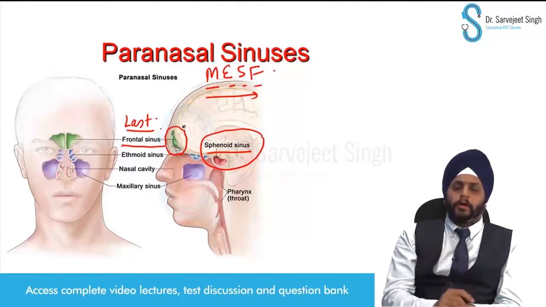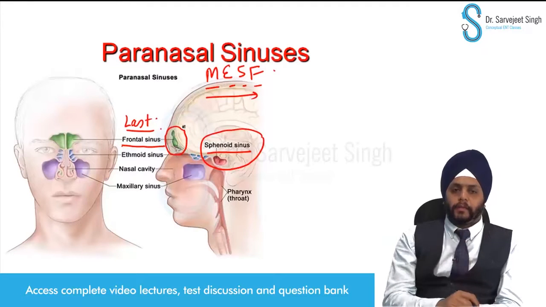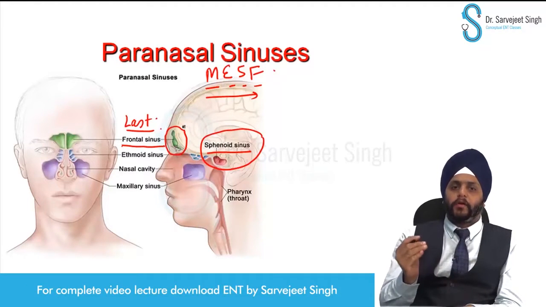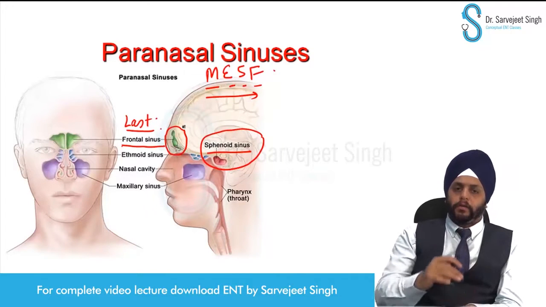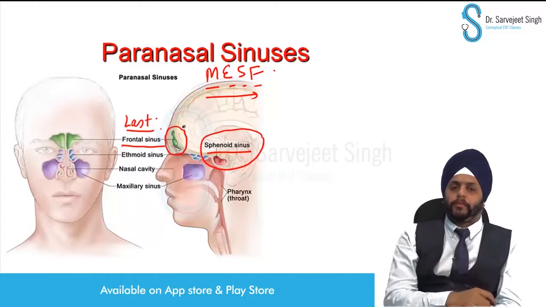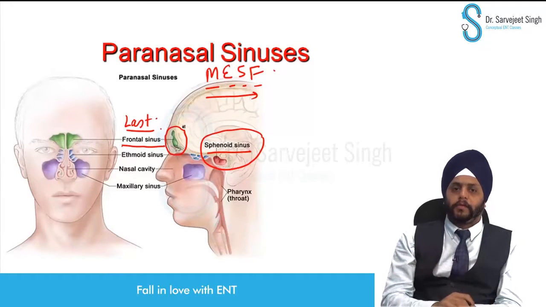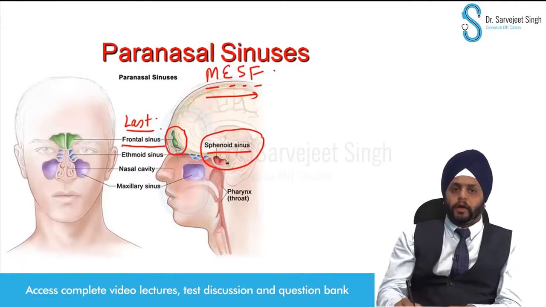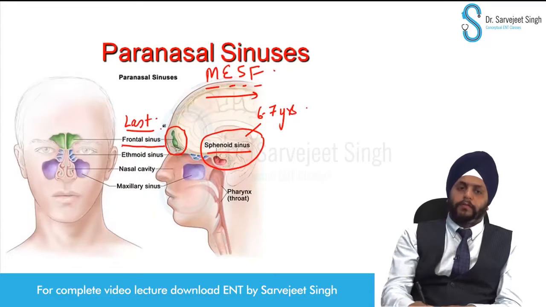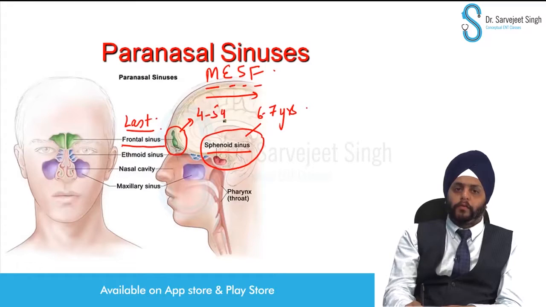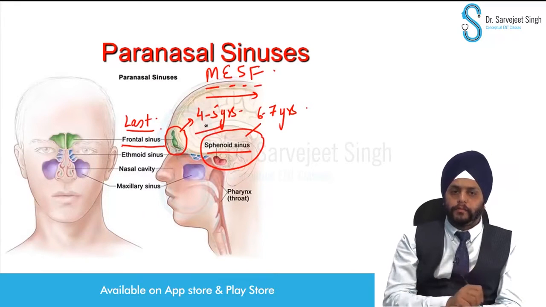So therefore, when we do a plain X-ray, the frontal sinus is very quickly visible, right? As it is growing, it quickly becomes visible on a plain X-ray, whereas the sphenoid sinus takes time to become visible. The sphenoid sinus is visible only by the age of 6 to 7 years, whereas the frontal sinus becomes visible on a plain X-ray by 4 to 5 years of age.